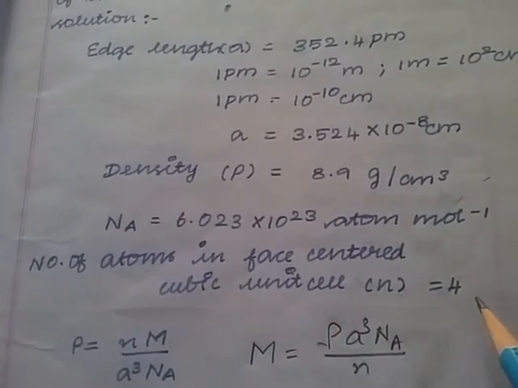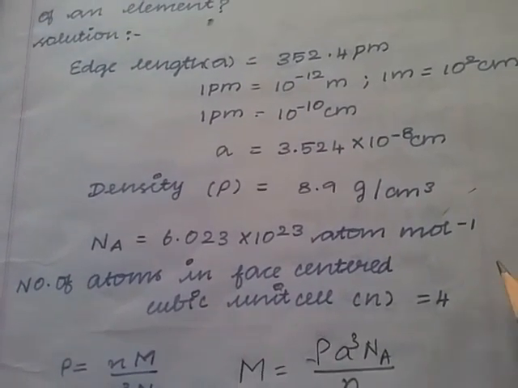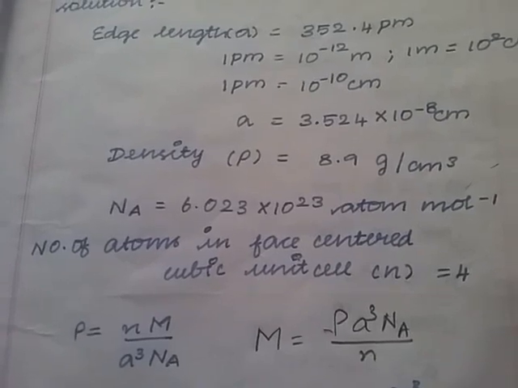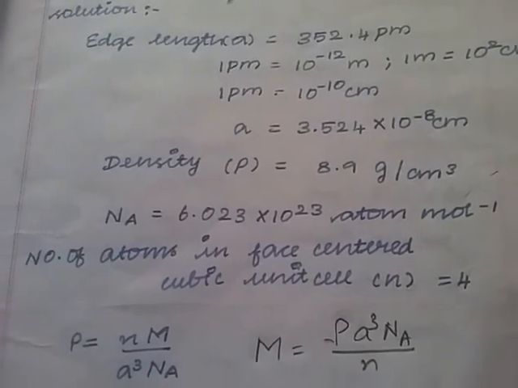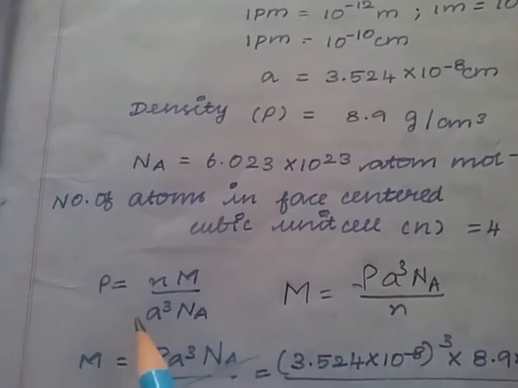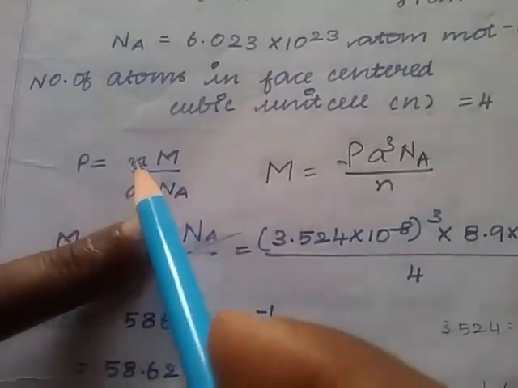How are we getting this 4? It is Nc by 8 plus Nf by 2. Here, 8 by 8 plus 6 by 2 equals 1 plus 3, which equals 4. Now, use the formula rho equals n M by a cube Na. From this, we know all these values.